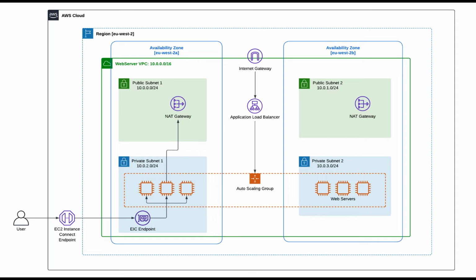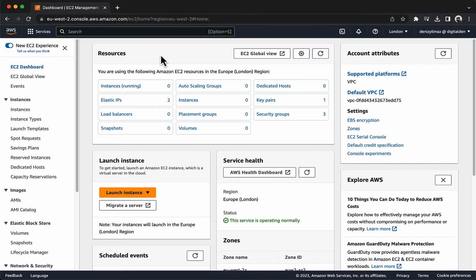Next, you will explore a convenient and secure way to connect to an EC2 instance in a private subnet using the EC2 Instance Connect endpoint. Once connected to an instance, you will then initiate a stress test on the web server CPU, and witness how your infrastructure dynamically scales out to meet increased demand, ensuring optimal performance during peak times.